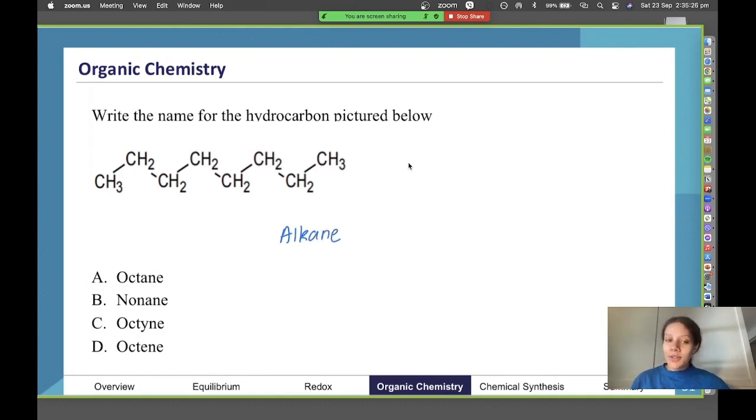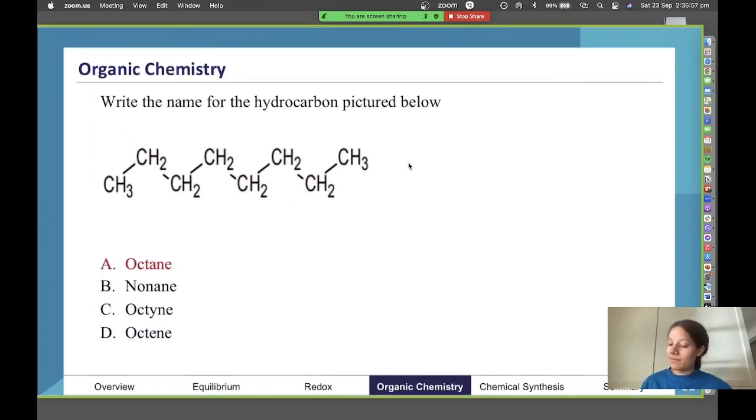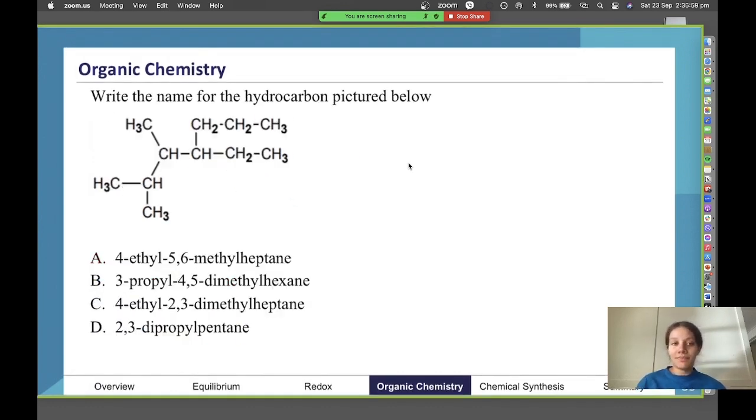Looking at the answer options, we can already rule out octyne and octene because we don't have an alkyne with a triple bond in it, and we don't have an octene with a double carbon bond either. Now the only difference between octane and nonane is how many carbons are in that chain. So here we have 1, 2, 3, 4, 5, 6, 7, 8. So 8 means we're going to have the prefix oct, and that's going to be octane. So that's how A is our correct answer there. So yeah, we have octane.